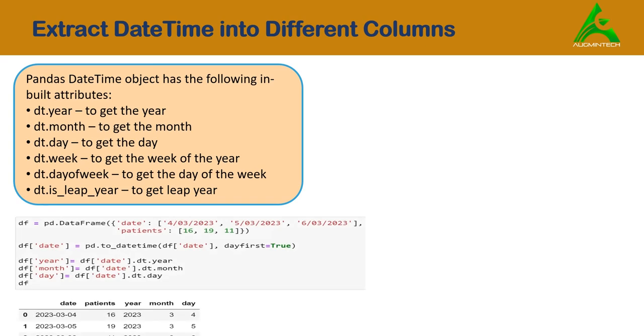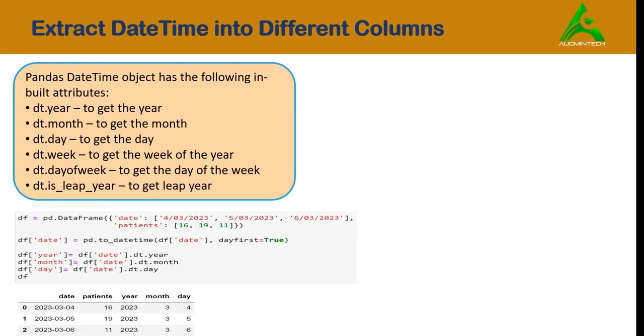So when we have a specified date column, we can extract year, month, and day, and then we can actually add these values into separate columns.